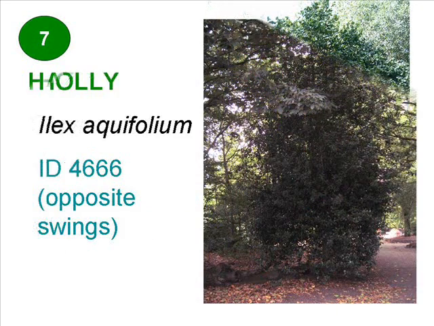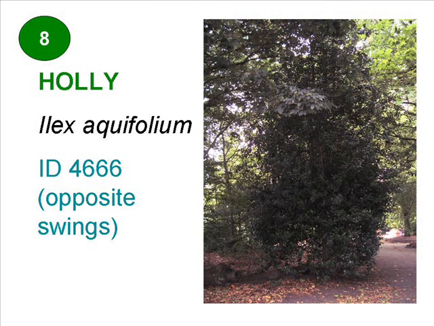Our eighth tree is the holly, which is further along. Tree number 8 is the holly, ID 4666, which is opposite the swings. Shiny dark evergreen leaves which don't wither when cut, with thorny prickles lower down to keep off animals. Satiny crimson red berries on female trees are toxic to us, but provide food for birds, especially thrushes.